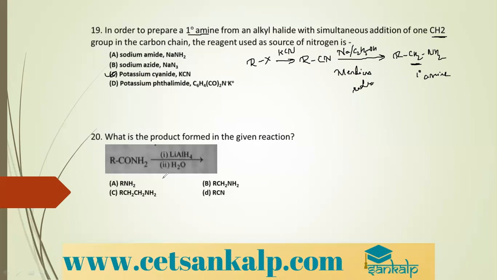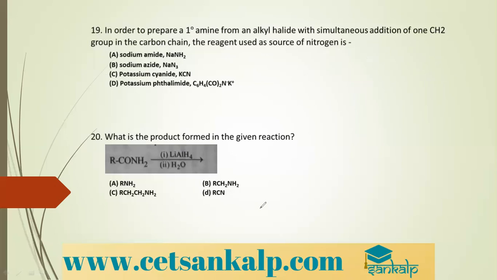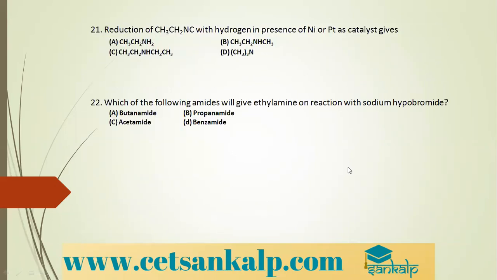What is the product formed in the given reaction? Amides on reduction with this reducing agent will yield primary amine, CH2NH2. So I get this compound. So you should be very perfect with the reduction reactions, all the reactions in fact.